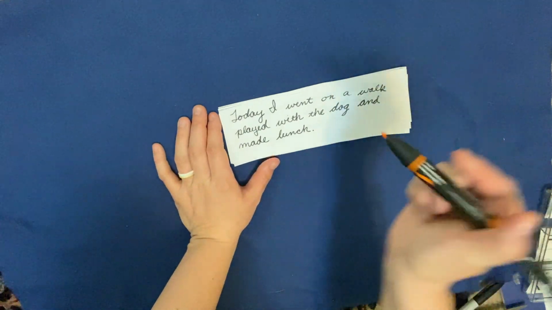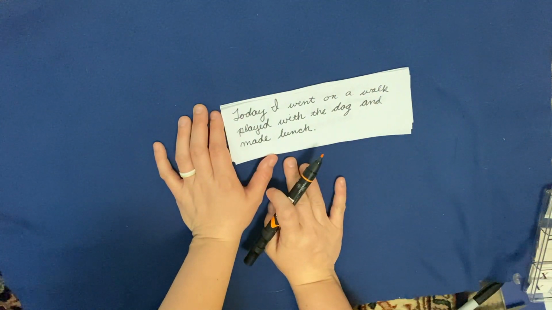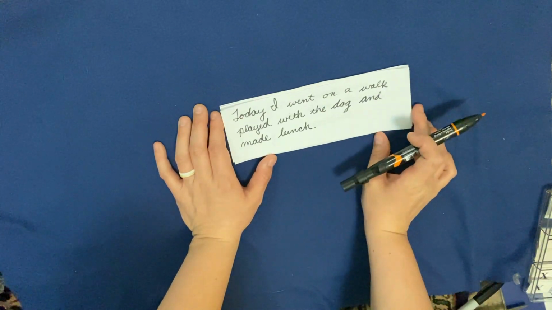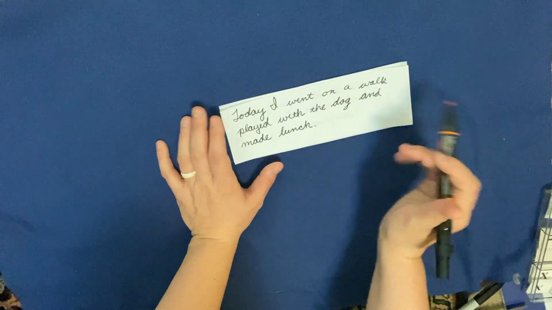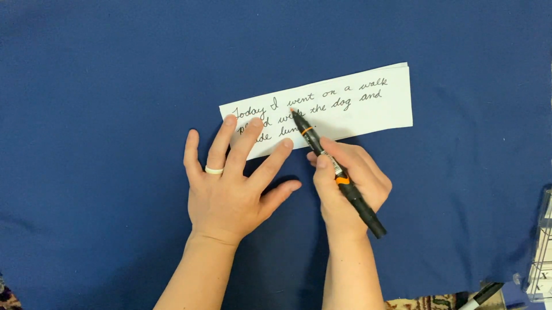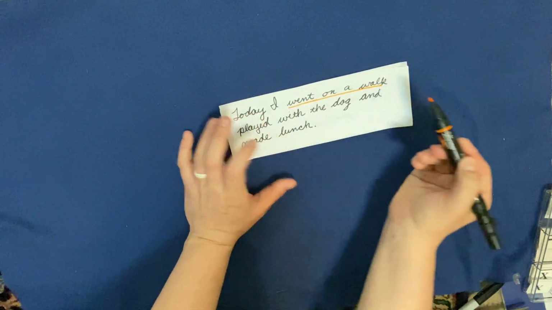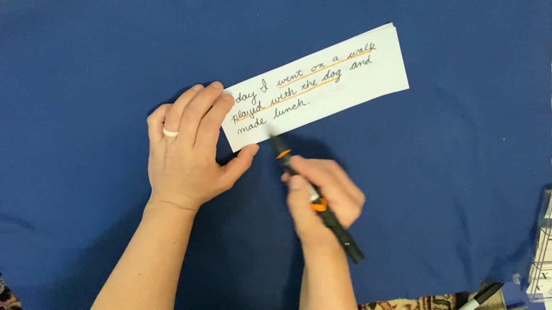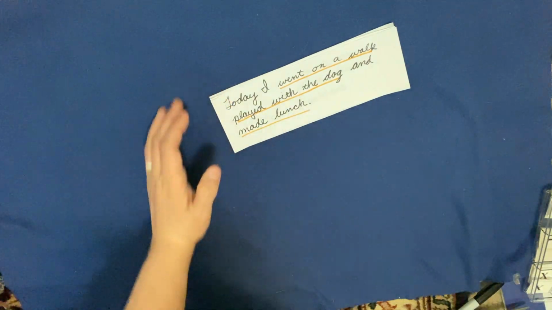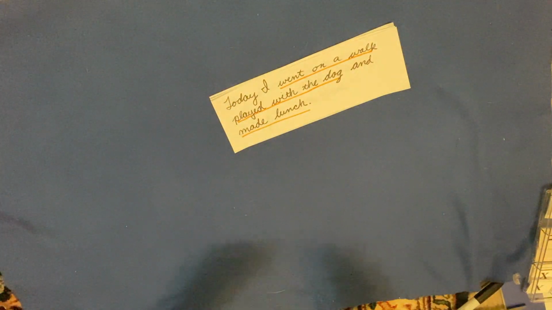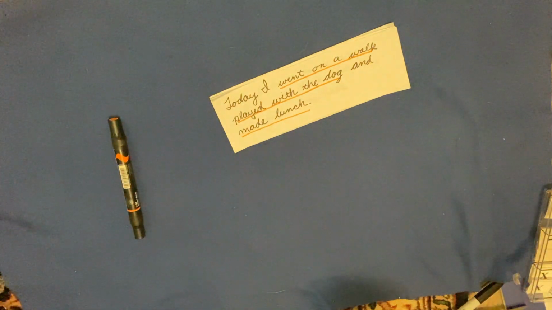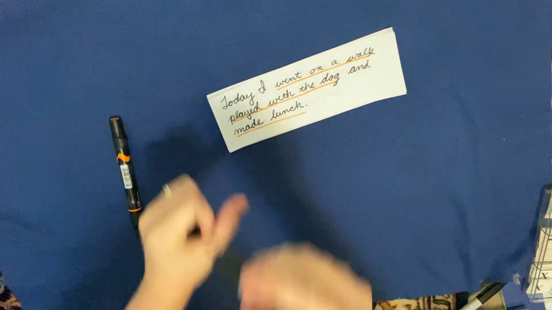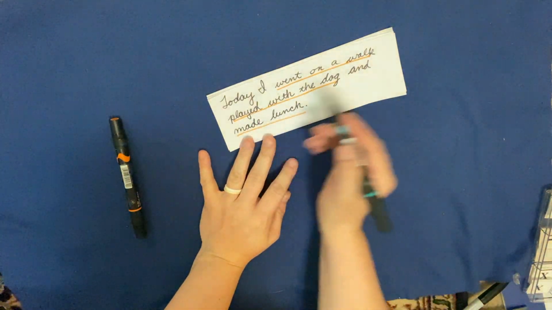This sentence says, today I went on a walk, played with my dog, and made lunch. So how many things did I do? I went on a walk, I played with my dog, and I made lunch. I did three things, and I'm listing those things in my sentence, so I need to put a comma between each of these things.